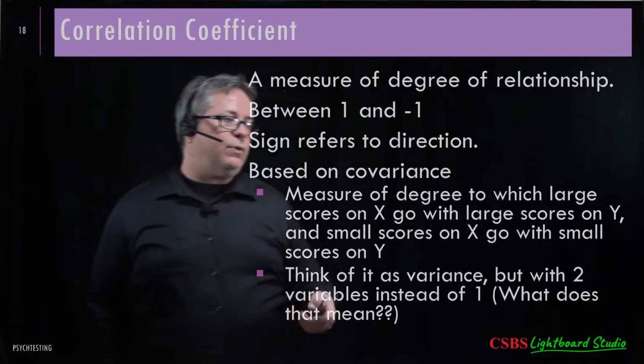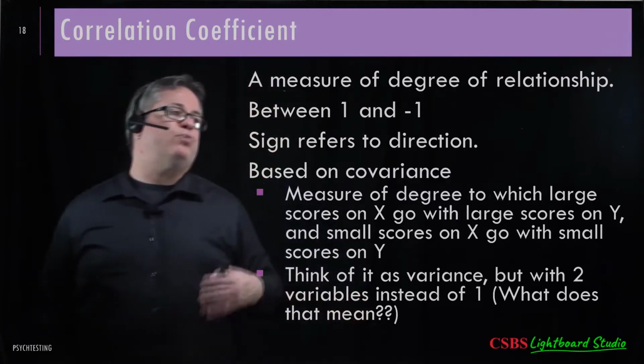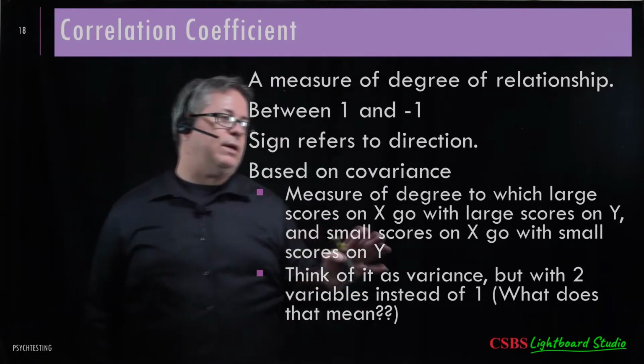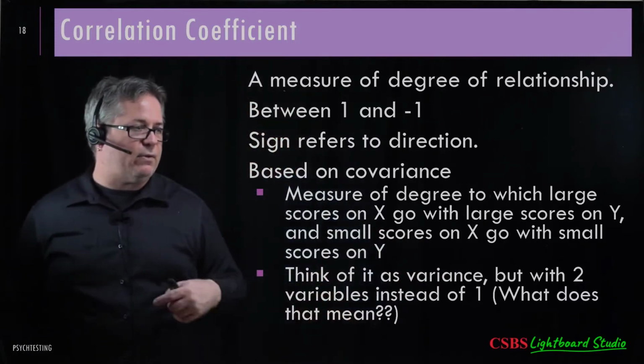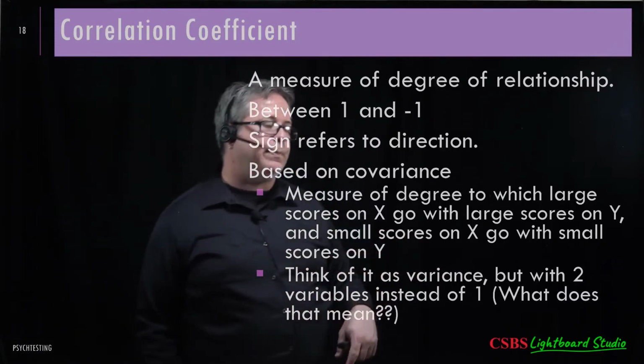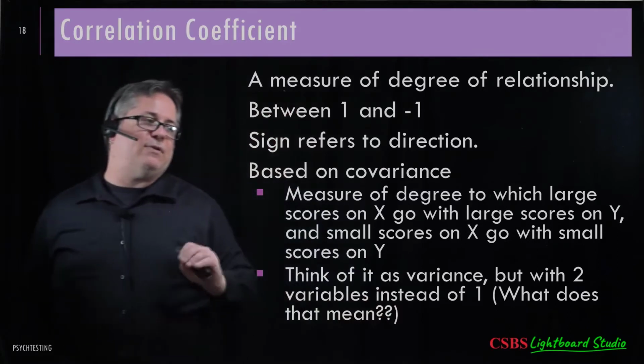So the correlation coefficient is a measure of degree of relationship between 1 and -1, and the sign refers to direction. So if you're on the negative side, it's a negative correlation, positive side, positive correlation. And it's based on this thing called covariance.